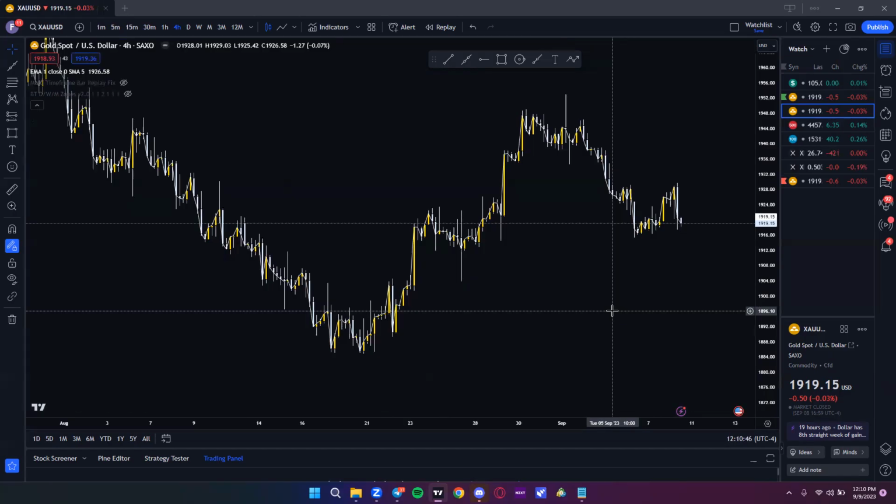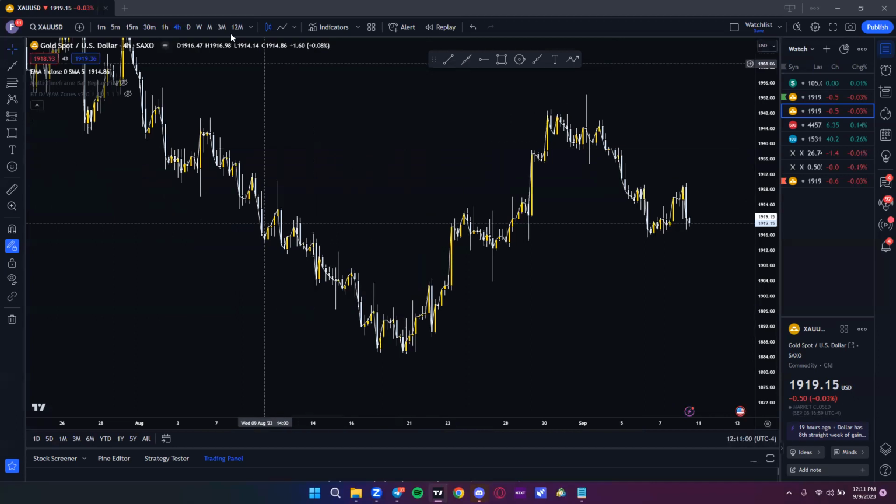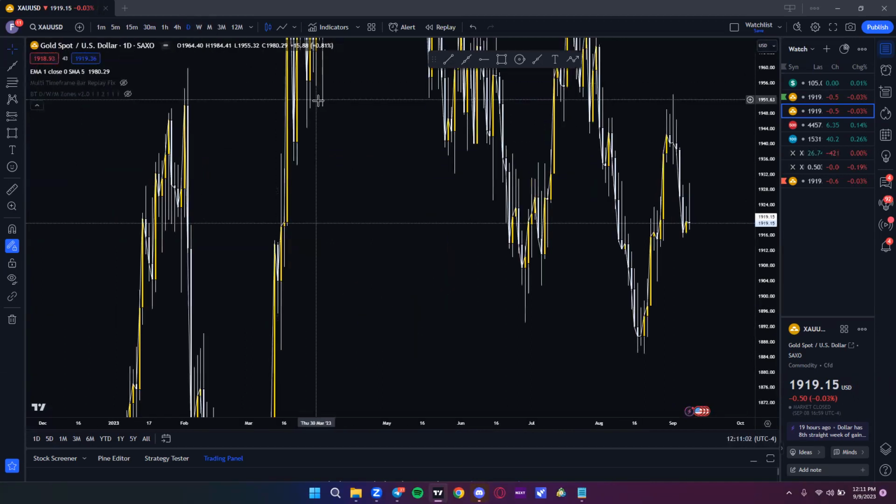Exactly, just how you worded it: the higher highs and higher lows, are they going to hold or not? And this is going to show you which one is going to hold and which one is not going to hold.